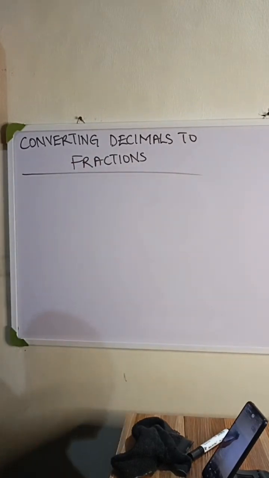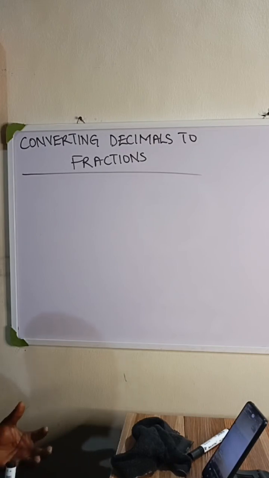Okay, so to convert decimals to fraction, all we need to do is move the decimal point to the right end of the decimal. That converts it to a whole number, but to compensate for that movement, we have to divide by a multiple of 10, depending on how many times we had to move the decimal point. Okay, so we're going to look at some examples.